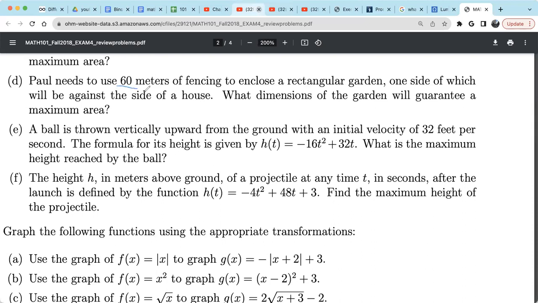So I have 60 meters. One way I can form my equation is 2W plus L equals 60. In that case, I can rewrite L as 60 minus 2W. Talking about area, I can form a function in terms of W, which is W times L. But then what is the L? I want L to be the representation of W. L equals 60 minus 2W.